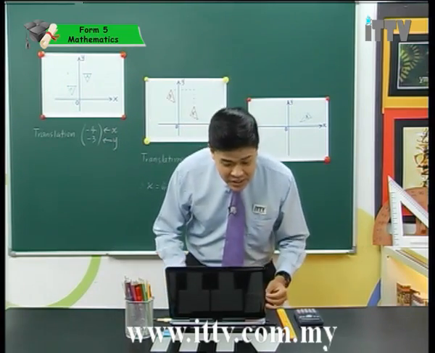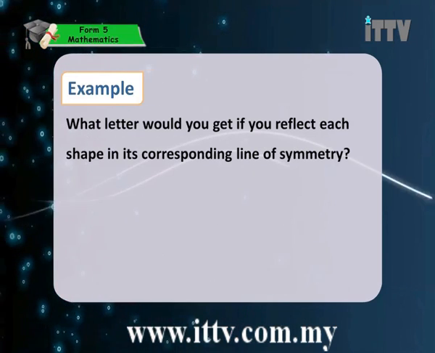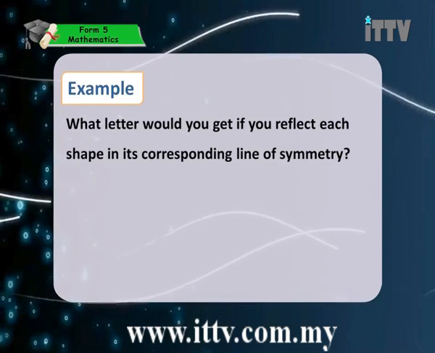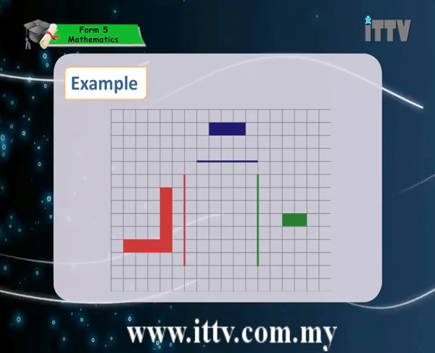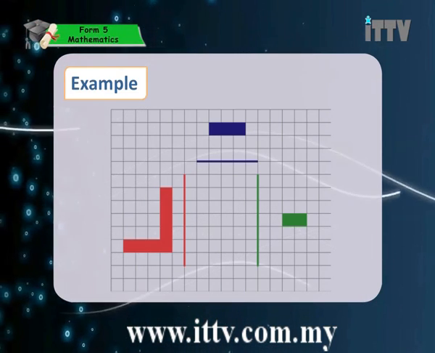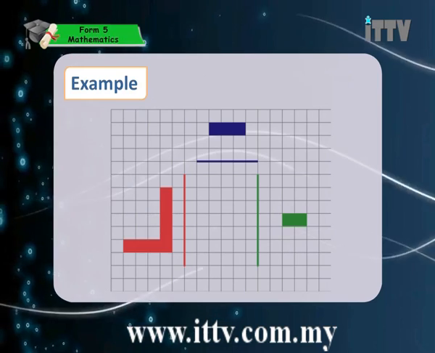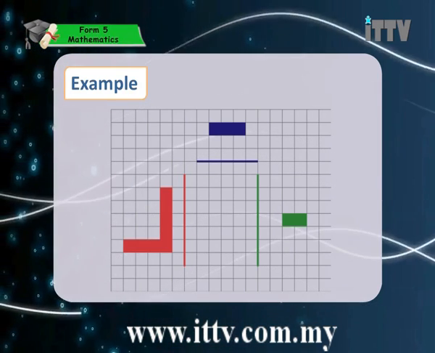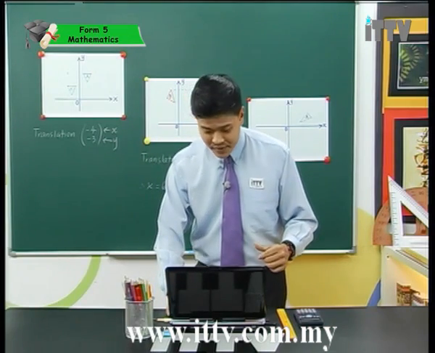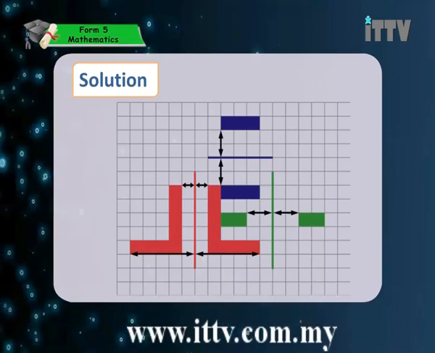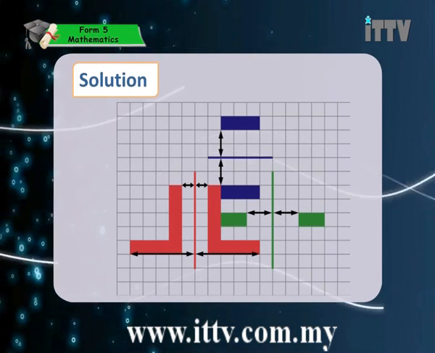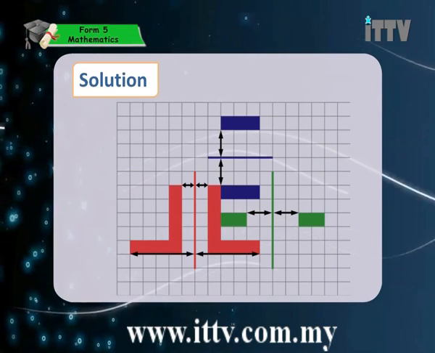Alright, now let's take a look at some illustrations. Alright, take a look at this example. What letter would you get if you reflect each shape in its corresponding line of symmetry? Okay, now I want you to do the same as how we did for the translation earlier on. We have 3 objects right here, and those 3 lines right there are actually the mirror line. Now I want you to actually visualize. Okay, how are you actually going to reflect these 3 objects across, or just flip it across the line? And what alphabet will you get? Alright, so this is what we'll get. Take a look closely and you will figure it out easily. When we reflect every object, we will obtain the letter E. Am I right? Take a look carefully.